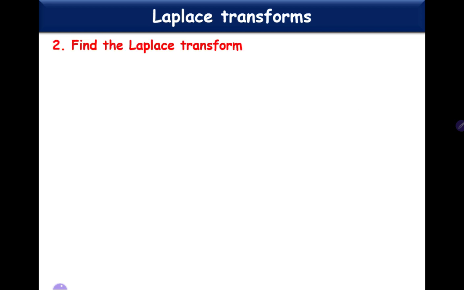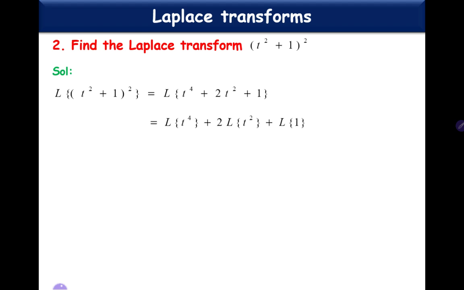Next one is find the Laplace transform of the function t square plus 1 whole square. First we consider L of t square plus 1 whole square, and using a plus b whole square formula we expand t square plus 1 whole square as t power 4 plus 2t square plus 1. Now let us again apply the linear property for Laplace transform. Then we get L of t power 4 plus 2 times L of t square plus L of 1.